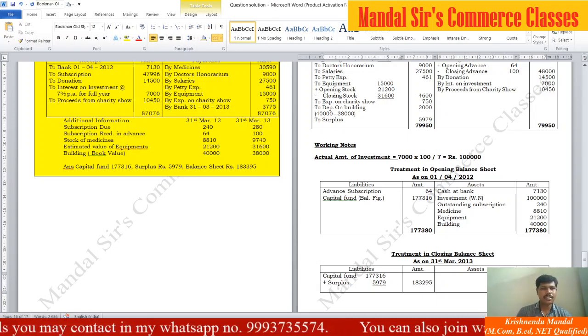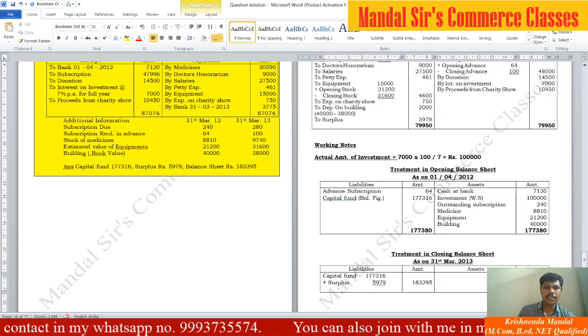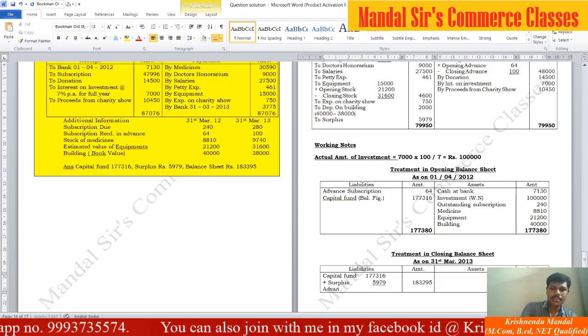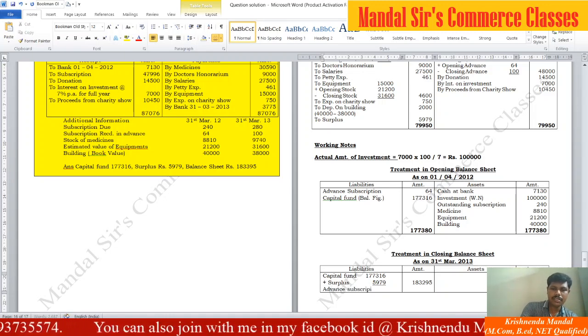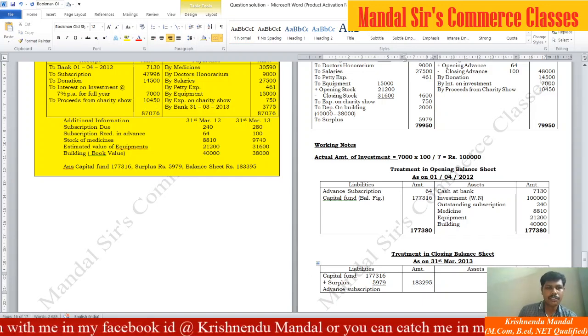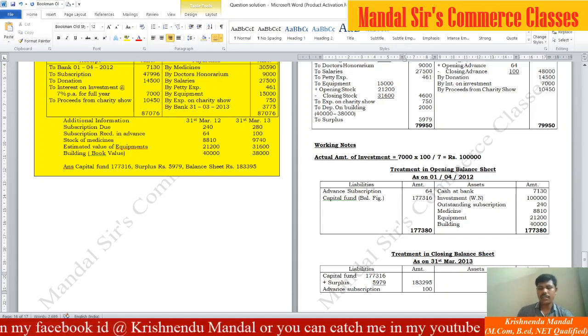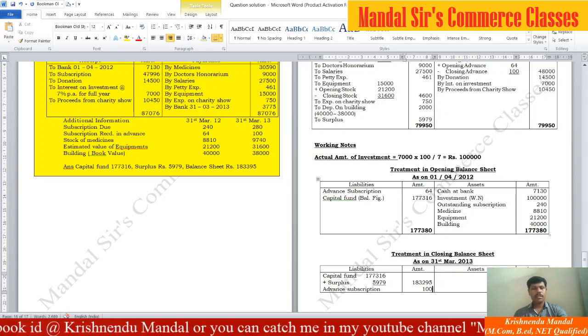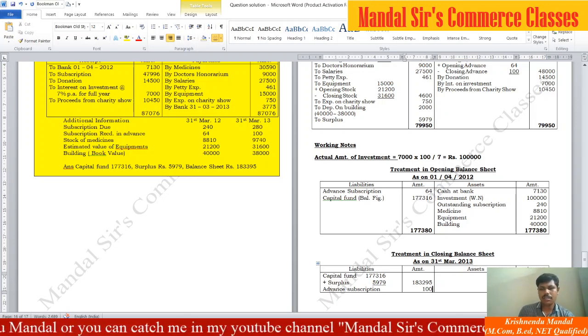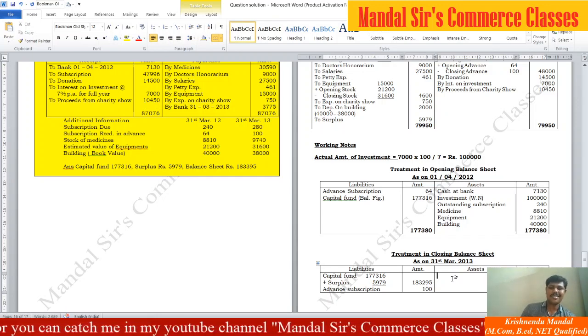Next, after capital fund, is there anything? Yes. Closing advance is here, that is rupees 100. So right over here, advance subscription. The amount of advance subscription is 100. Now, is there any item left for the liability side? Any outstanding or anything? No, sir. Nothing is left. Now move on to the asset side.